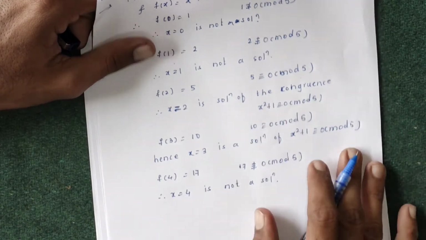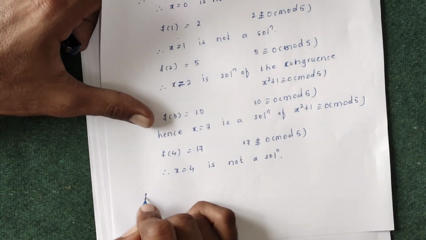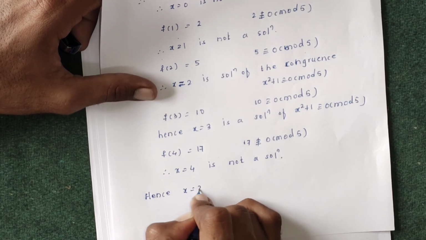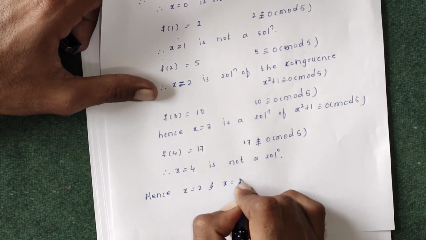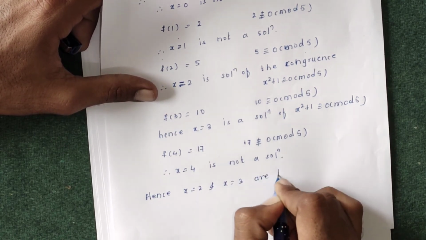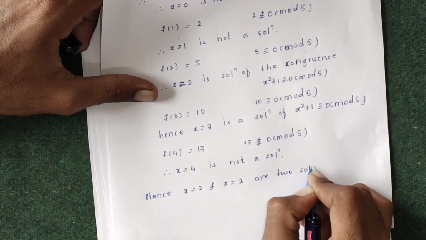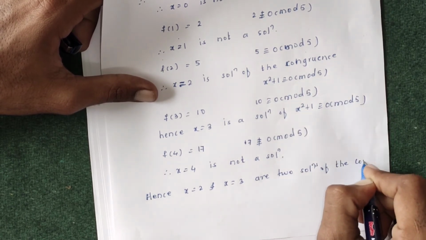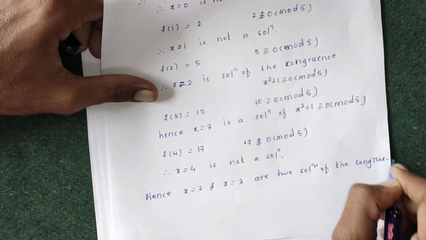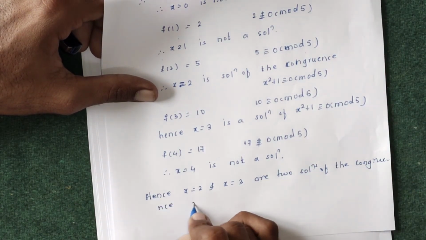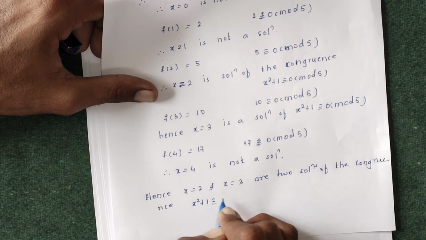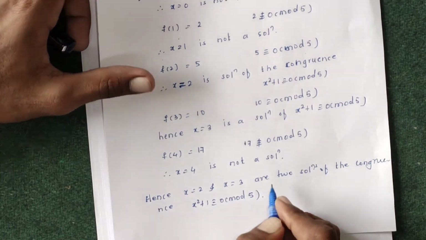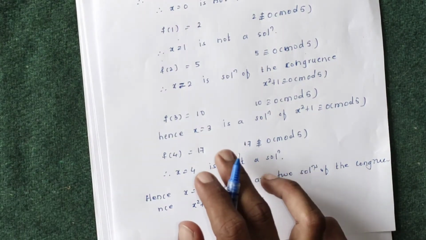Therefore from this we can say that x equals 2 and x equals 3 are the two solutions of the congruence x square plus 1 is congruent to 0 modulo 5. Hence there are exactly two solutions.